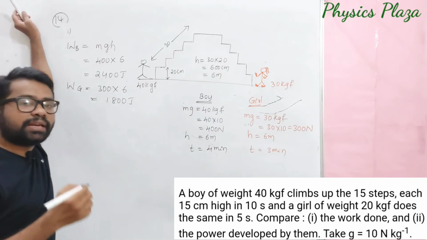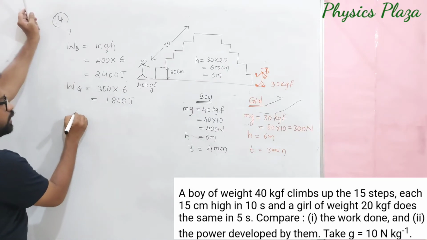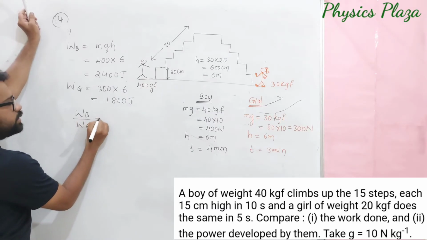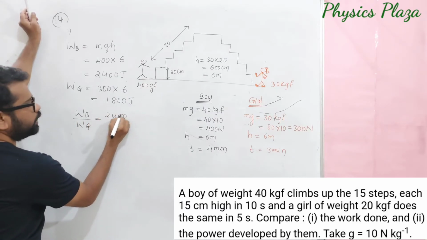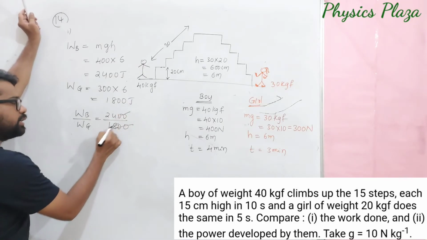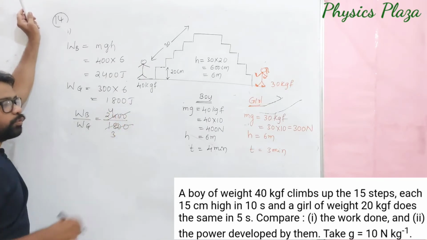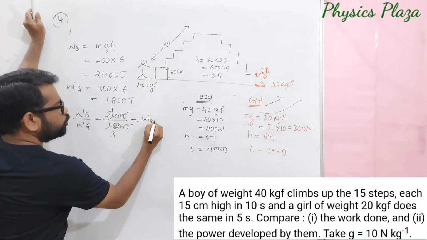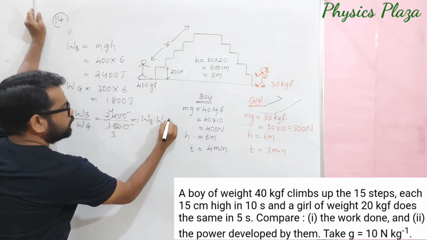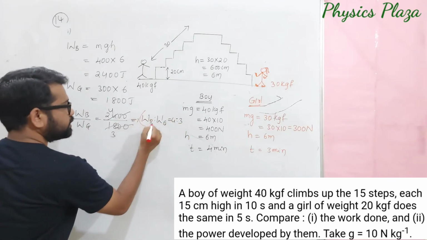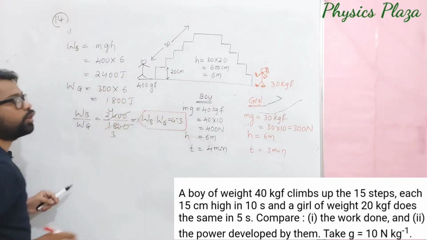They are asking us to calculate the ratio, right? So WB by WG is equal to 2400 by 1800. Two zeros cancel, 6 3s are 18, 6 4s are 24. So it is 4 by 3. The ratio of work done by the boy and girl is 4:3.